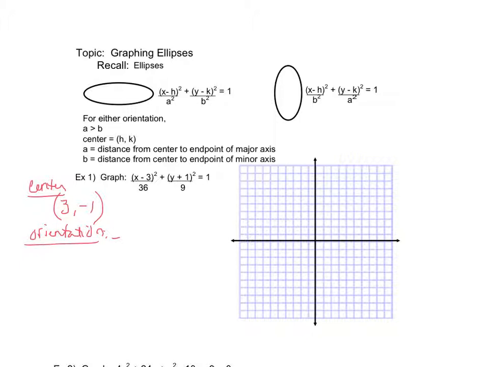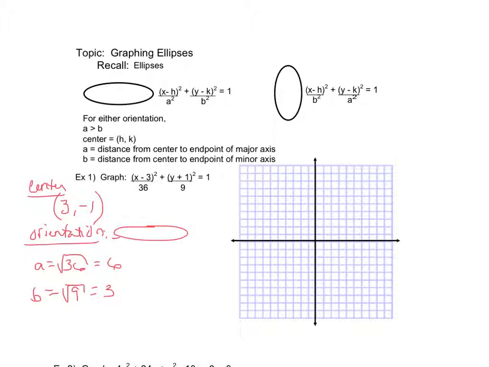Again, is it stretched vertical or stretched horizontal? Looking at this, my A is always bigger than my B, so my x squared term is over the larger number, which tells me it's stretched horizontally. I usually just draw it rather than writing out the word, so I know it's going to look something like that. I know that my A is the square root of the larger denominator, so the square root of 36 is 6. And my B is the square root of the smaller denominator, so the square root of 9 is 3.